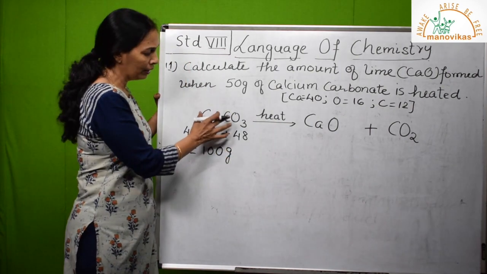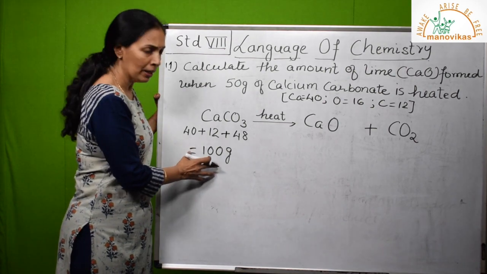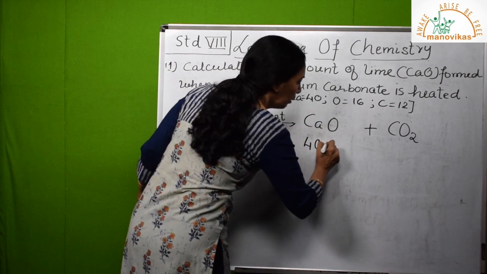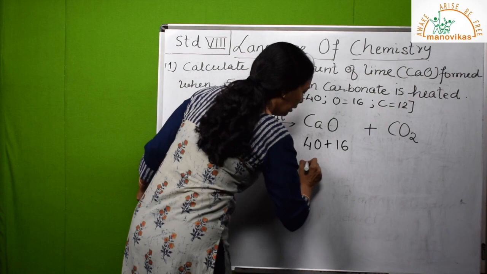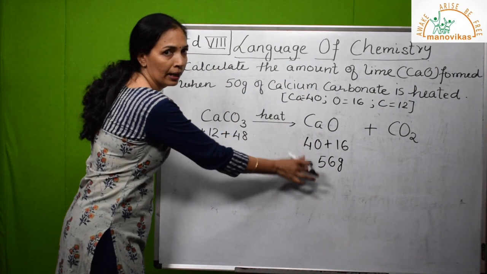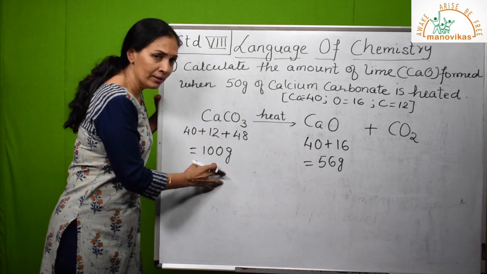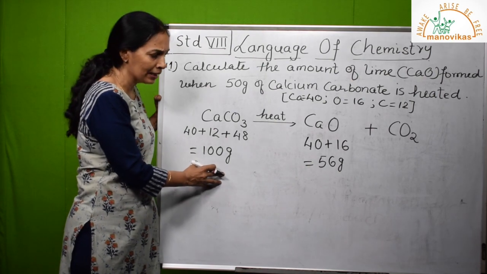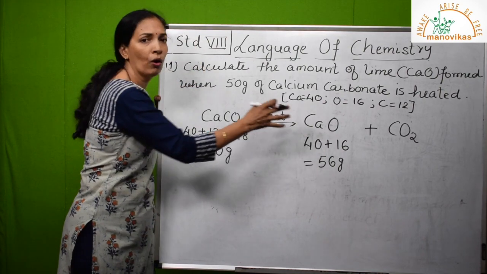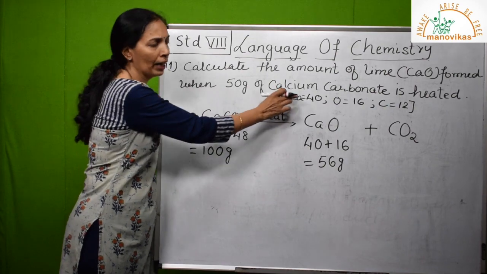Standard equation: the molecular mass of calcium carbonate is 100, which is gram molecular mass 100 grams. Now calcium oxide here, 40 plus 16 will come 56. So the mass of calcium oxide is 56. This balanced chemical equation says that if 100 grams of calcium carbonate is heated, it gives 56 grams of calcium oxide or lime. And our task is what happens when we heat 50 grams of calcium carbonate.